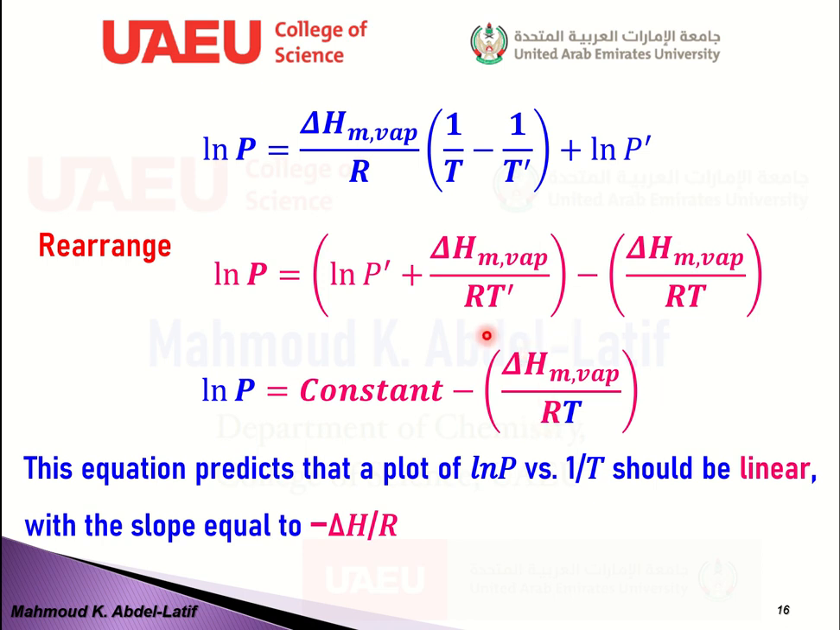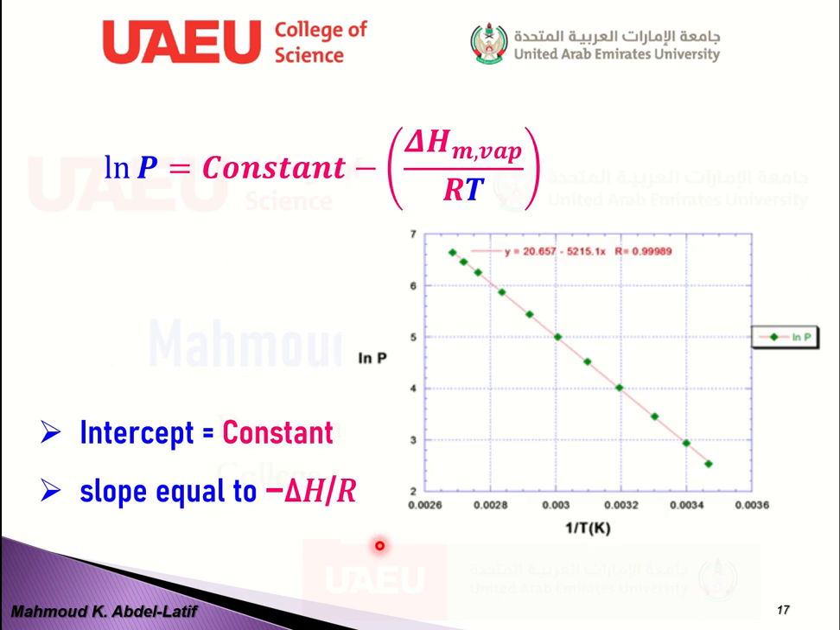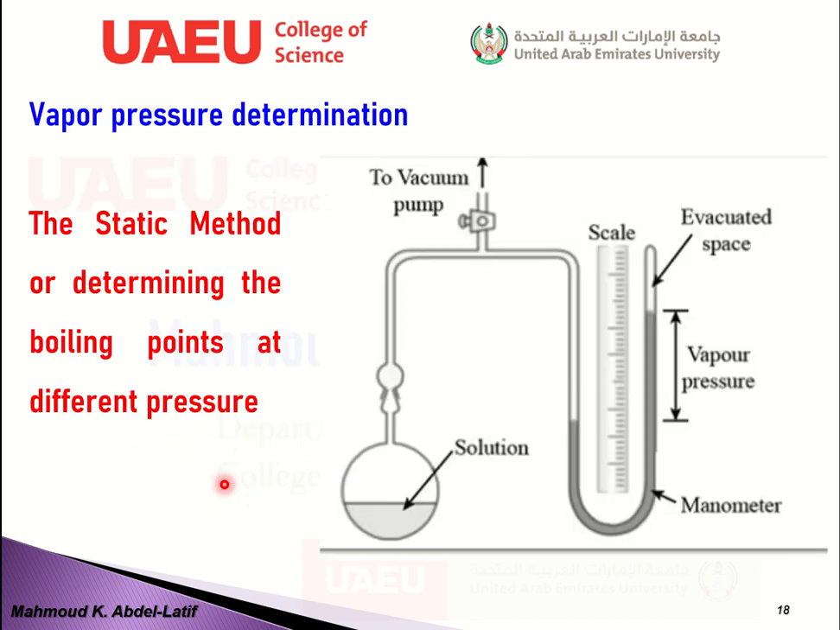R is constant, so you can determine the heat of vaporization of any solvent you are going to use with this equation. This equation predicts that a plot of ln p versus 1 over t should be linear with a negative slope, which is given by delta H divided by R. So the curve will be something like that one. It's very easy. It will be y equals something, and this is the slope. Just take this slope and divide it by R, which is the ideal gas constant, and you can determine the heat of vaporization. Very, very good.